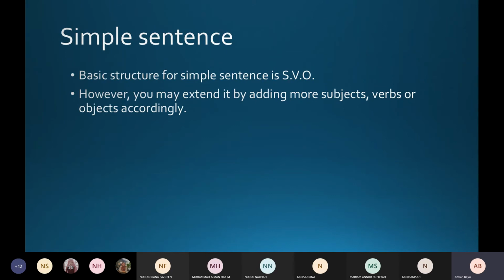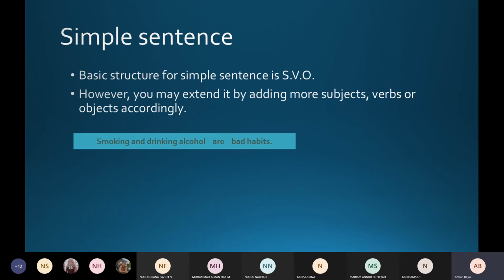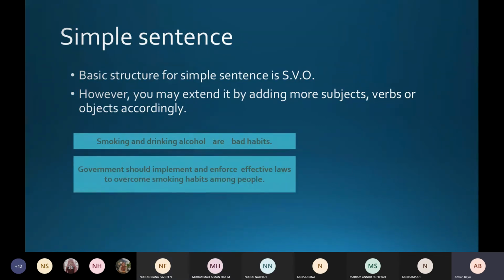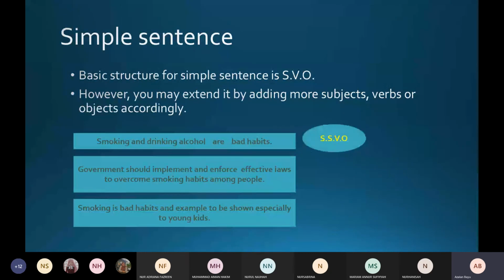Simple sentence, like what I showed just now. The basic structure for a simple sentence is SVO. However, you may extend it by adding more subjects or verbs or objects accordingly. For example, smoking and drinking alcohol are bad habits. How many subjects are there? Two. So it won't be SVO, it will be SSVO. Two subjects, one verb and one object.